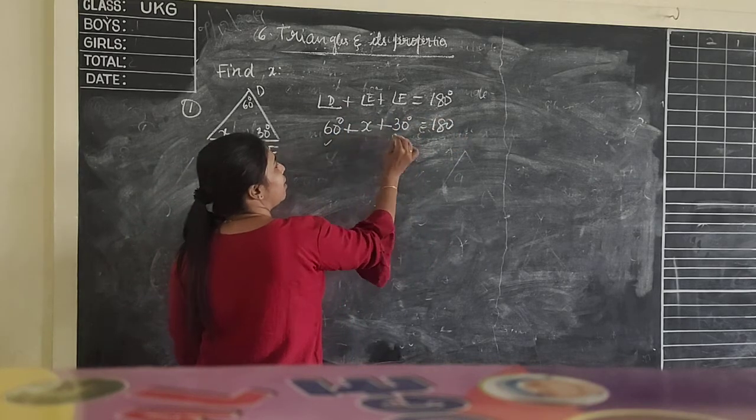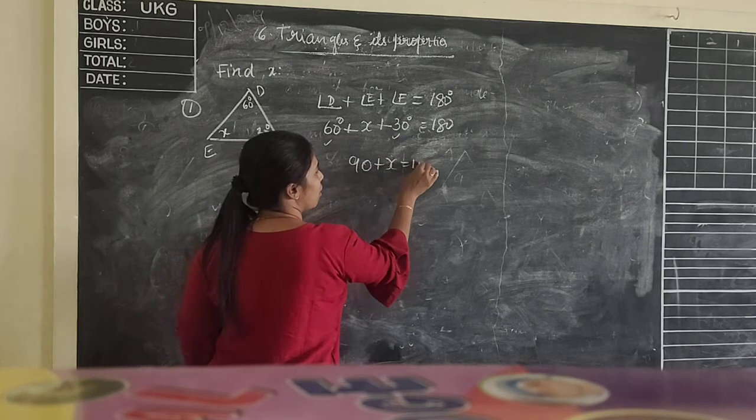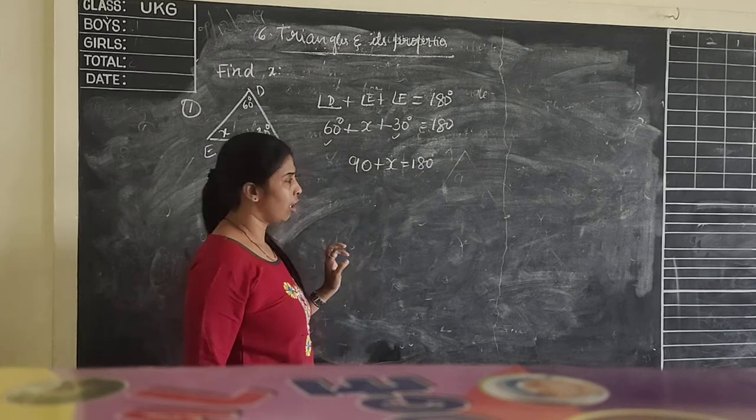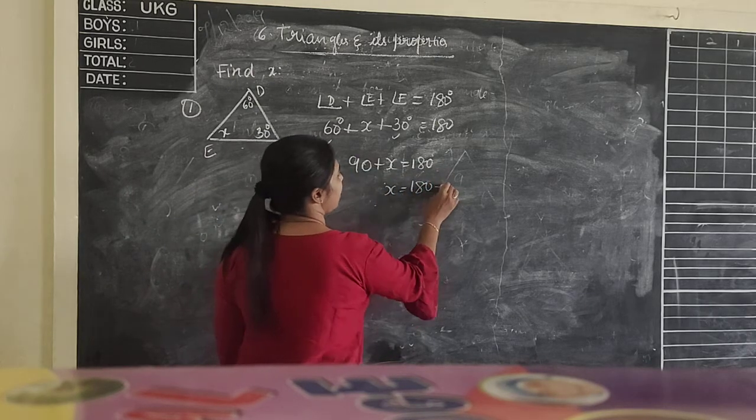Equal to 180. Add the numbers, this and this: 60 plus 30 is 90, plus x equals 180. Now x is here, 180 is here.